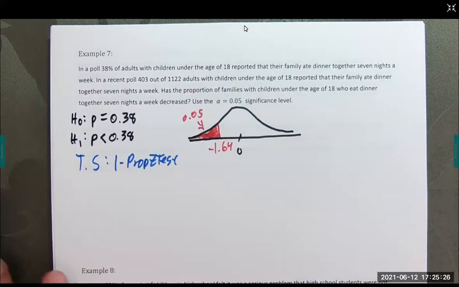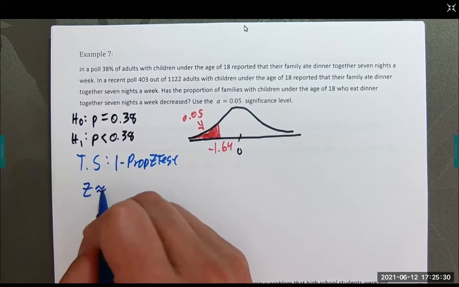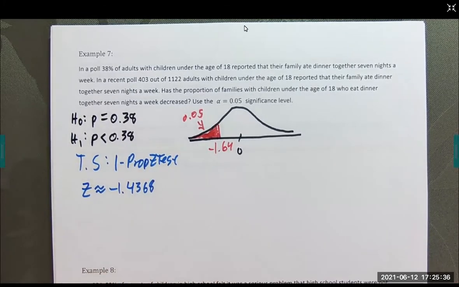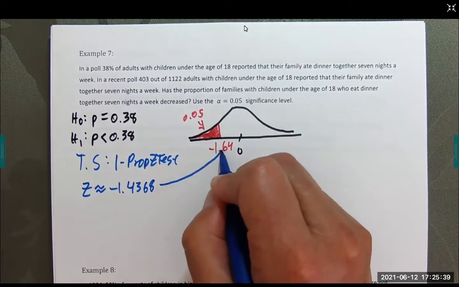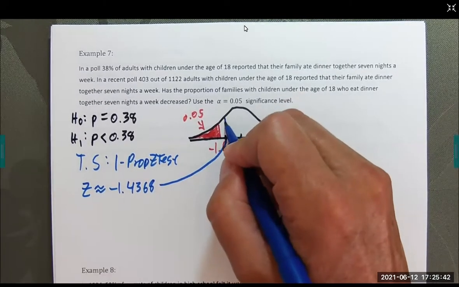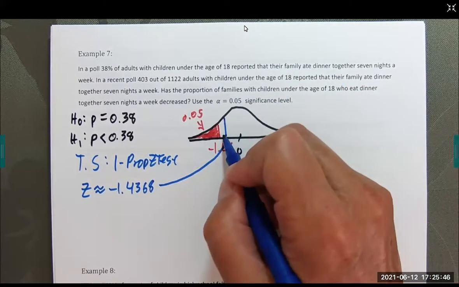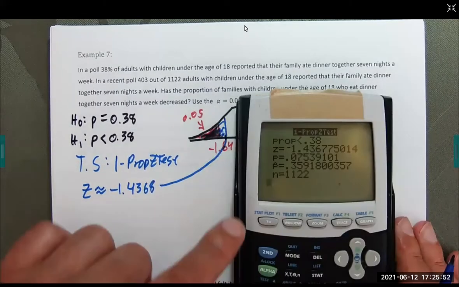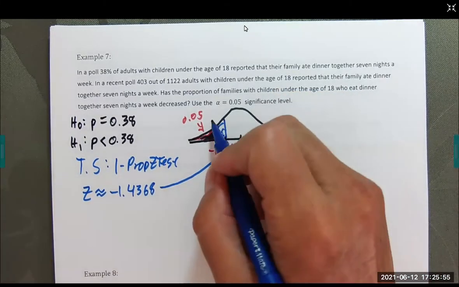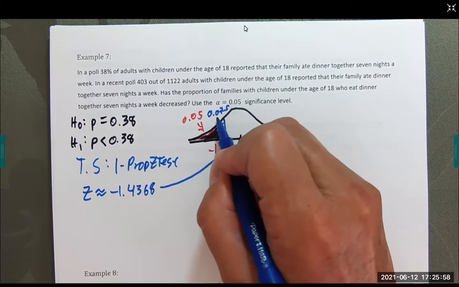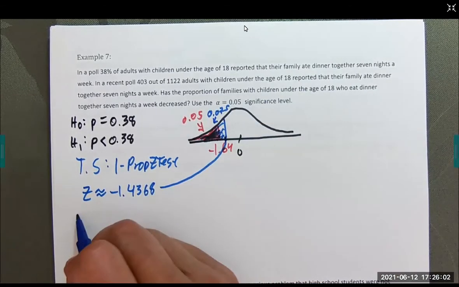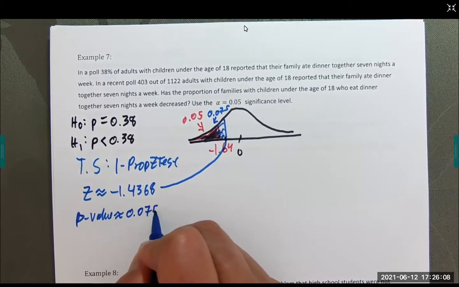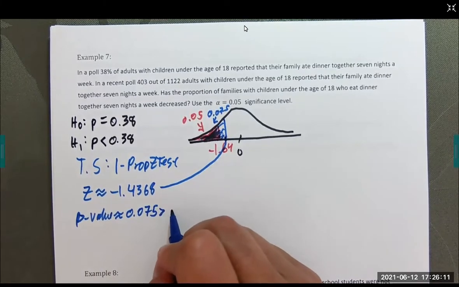So our test statistic Z is negative 1.4368, which is about right there. I'm over exaggerating that just a little bit. And our p-value is here, p-value 0.075, which is definitely bigger than our alpha.